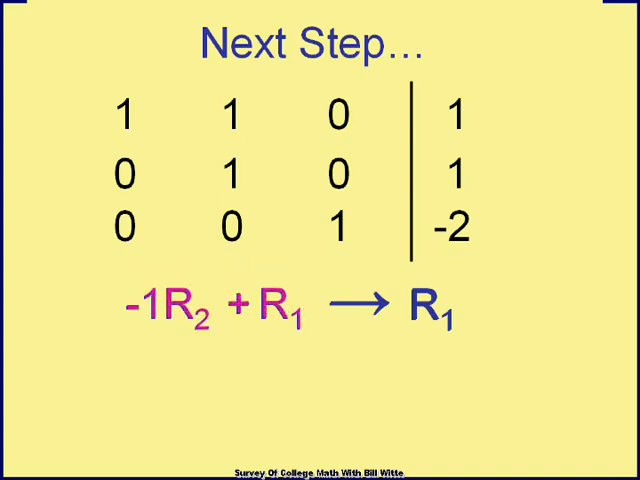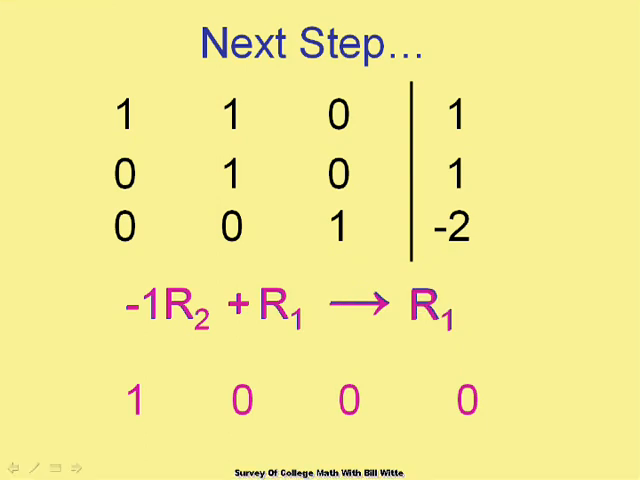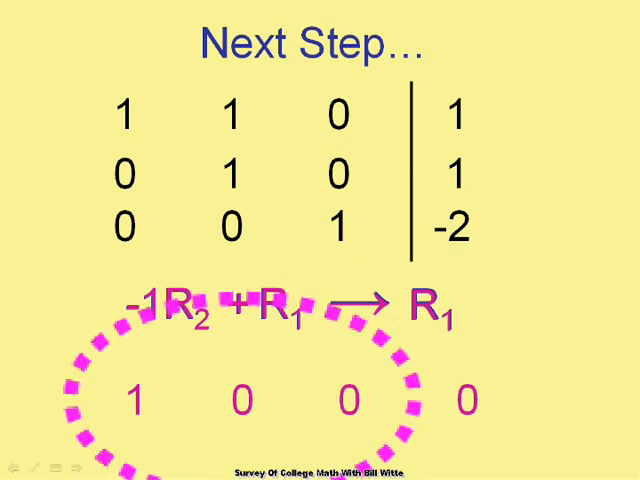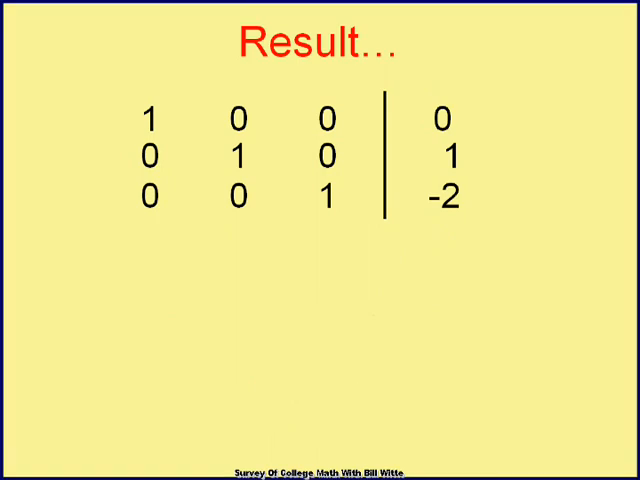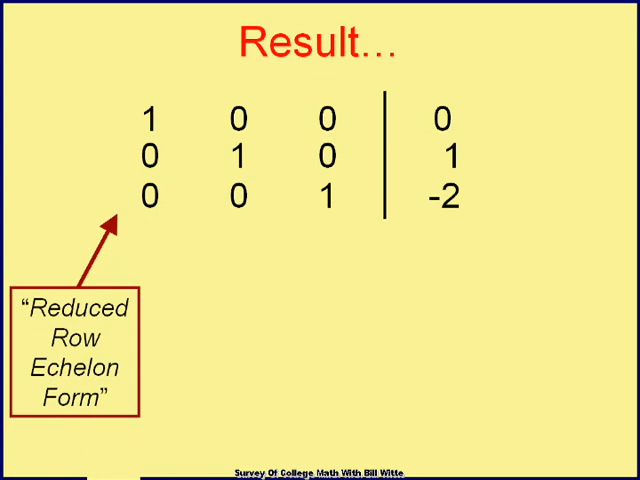Once again, multiply row 2 by negative 1. The zeros will just be zeros. It's that middle number I want to get. And add it to row 1, and they'll be opposites. And that's what I'll get. And our reward is that middle zero. You love that. Because if we replace row 1 with this row, you've got what we call reduced row echelon form.